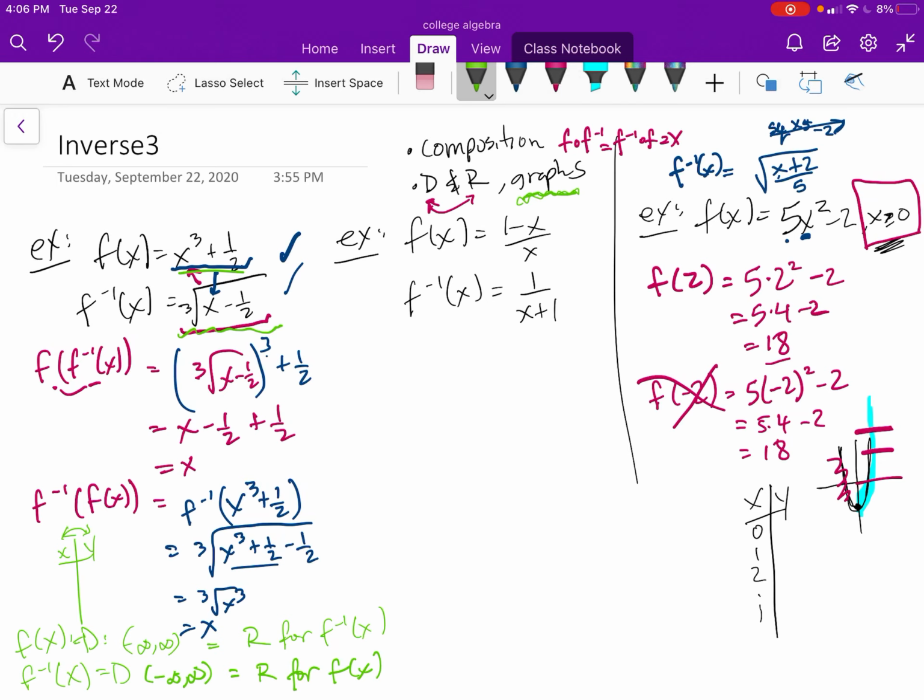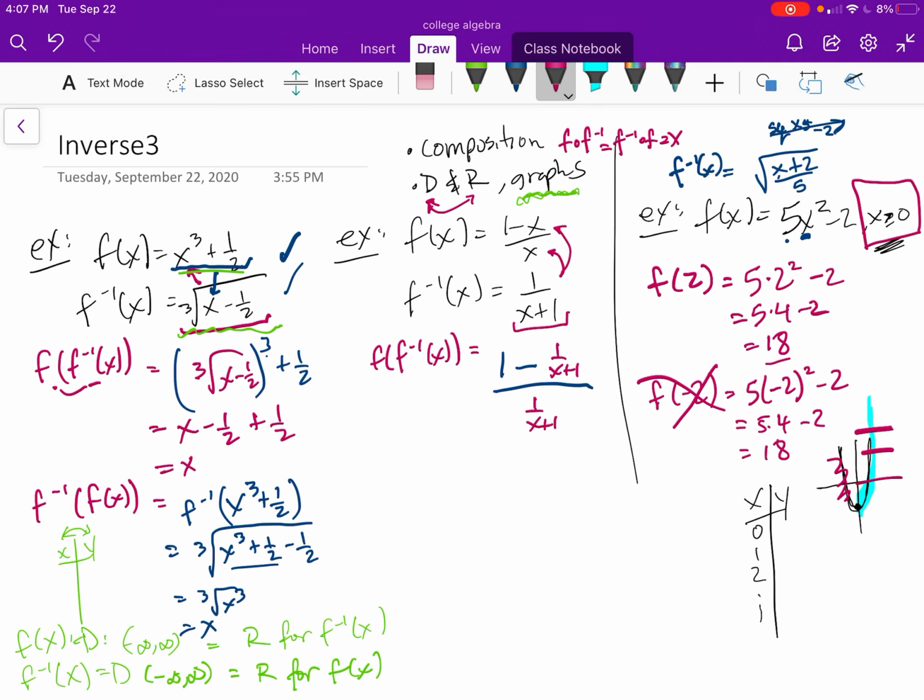Let's first verify, are these in fact inverses? Maybe my math was incorrect in the last video, but I don't think so. Never know. So substitute the inverse in for this x. Well, there's more than one of them, right? So I need to substitute that into both of those x's. So I have 1 minus 1 over x plus 1, over another 1 over x plus 1.